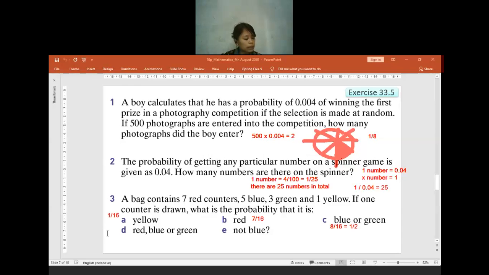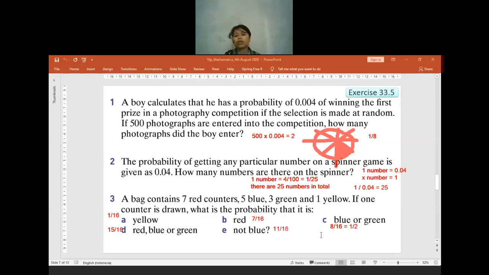For question D, red, blue, or orange: what is the probability? 15 out of 16. Yeah, do not forget to write 15 out of 16. Probability will never be bigger than 1. It can be a fraction or a decimal. So when you write only 15, do not forget to write the denominator. For question E, not blue: 11 out of 16. Okay, 11 out of 16.